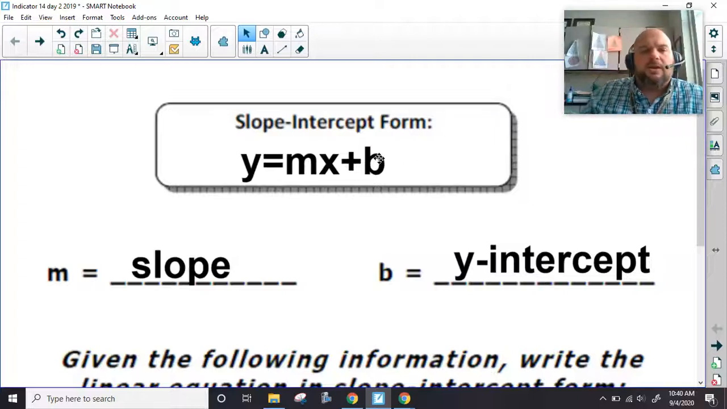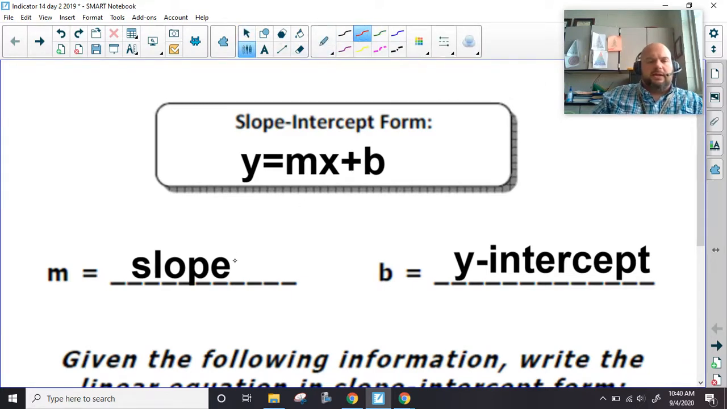All right, slope-intercept form of a graph. It's y equals mx plus b. All right, kind of important. m is the slope. It's always beside x. All right, b is the y-intercept. That's where it touches on the y-axis.